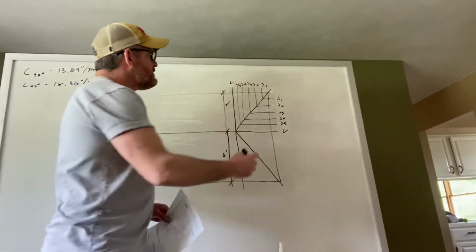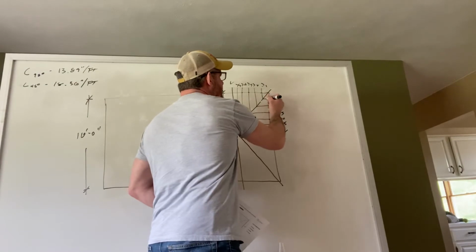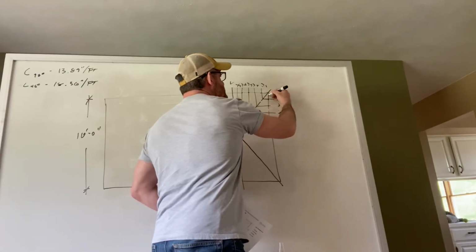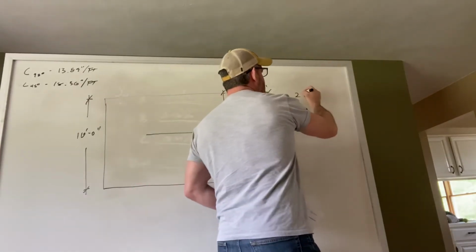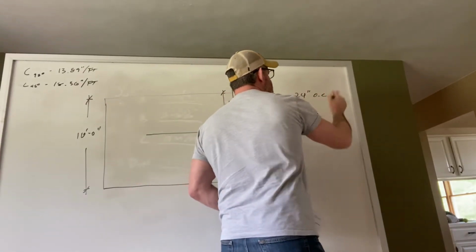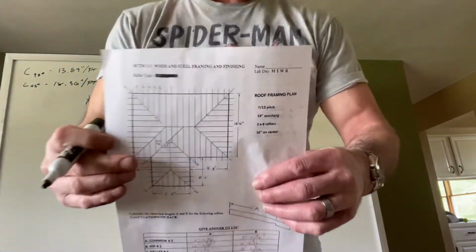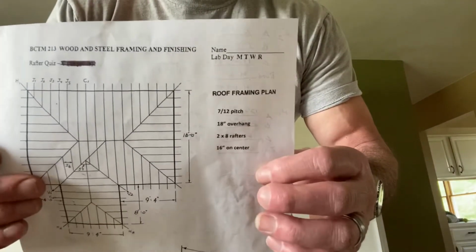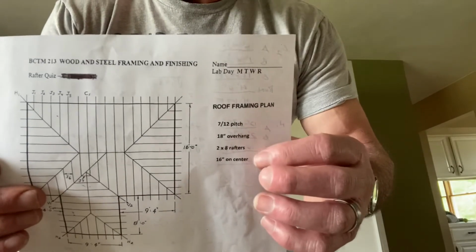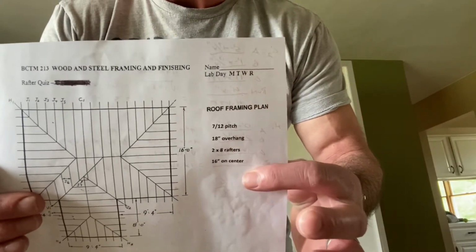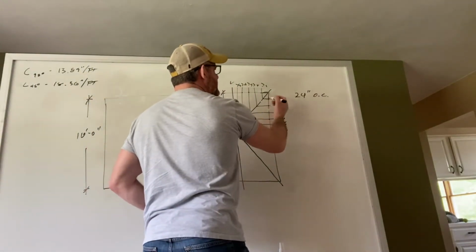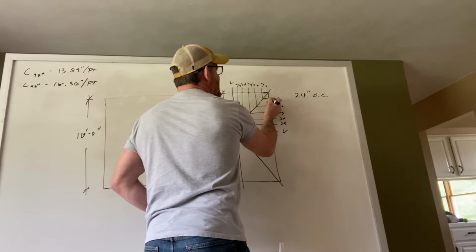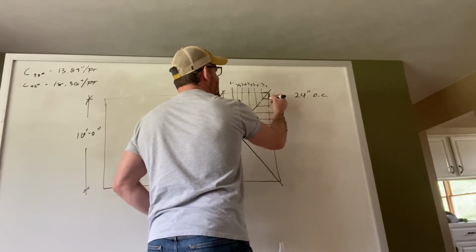What gives me this information right here? Do I know what this dimension is? And do I know what this dimension is? Yes, I do. It's 24 inches on center. It is my on-center spacing. So we see it right there. I've got an 18-inch overhang and I'm 24 inches on center. And I know because this is a 45-degree triangle that this leg has to be the same as that leg.